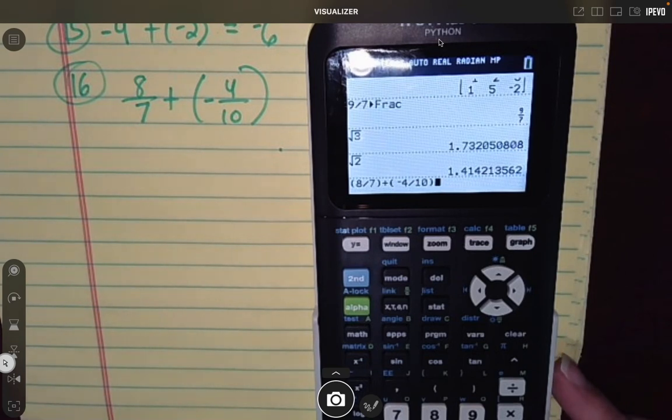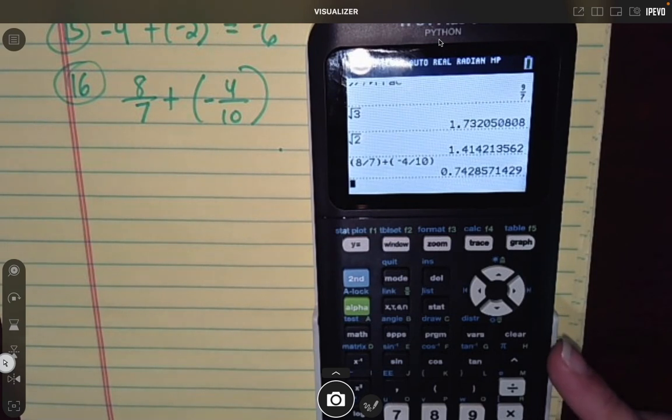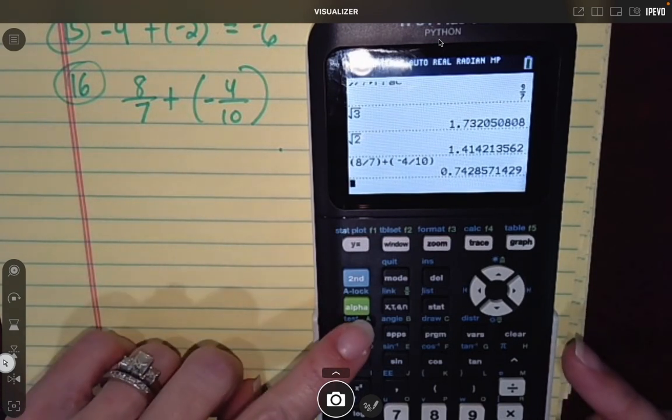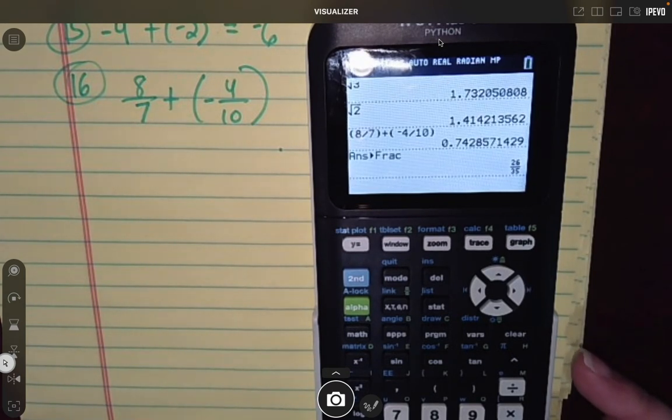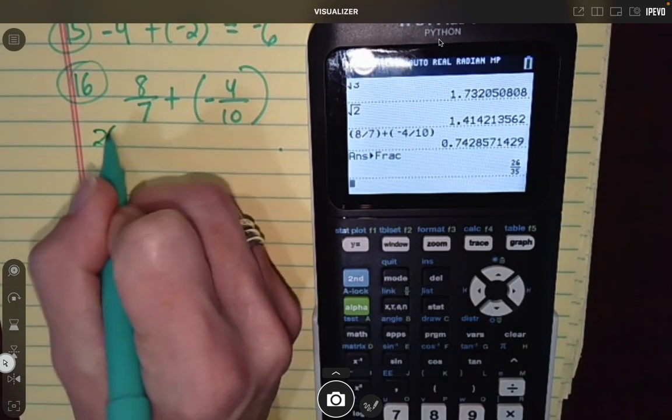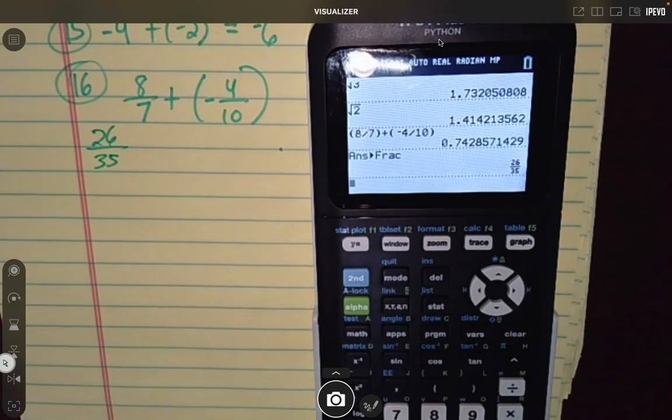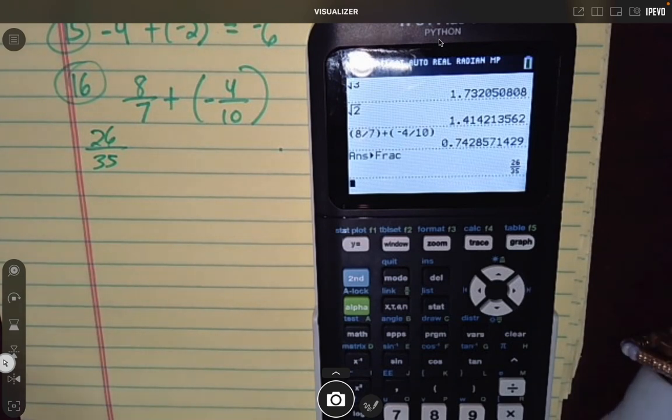If you're not sure, don't ask me tomorrow, since I showed you how to enter it in. It's going to give me a decimal. How do I change that? Well, you can just do math, enter, and it'll just tell you it's 26/35. It reduces it for you. Okay? Math, enter. And there's one like that on there. Okay?